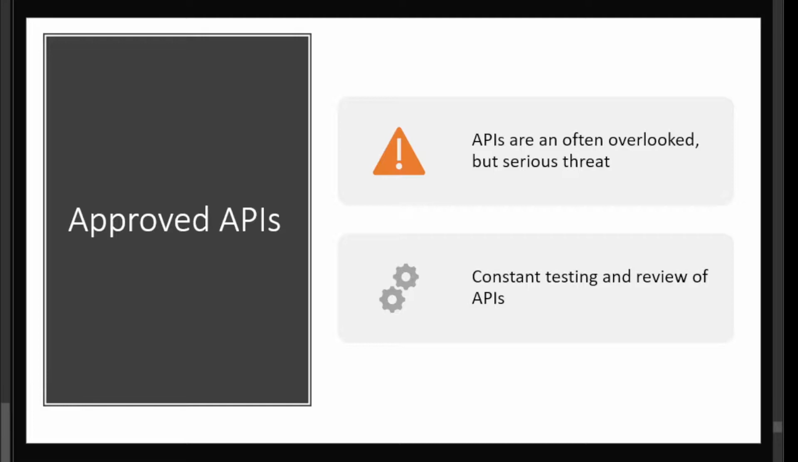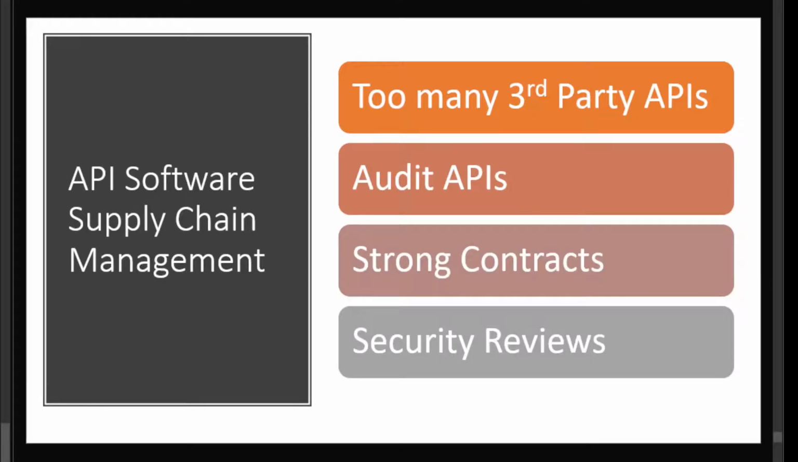Approved APIs. APIs are an often overlooked but serious threat in the cloud. Approving the APIs and keeping them secure requires constant testing and review of the APIs. Some software supply chain management, when it comes to APIs, would be too many third-party APIs. This can be a concern because then we can't properly audit the APIs and ensure that they are being implemented securely. Of course, we need to make sure we audit the APIs to ensure that they are being used securely, and we can find out what we could be lacking in certain APIs.